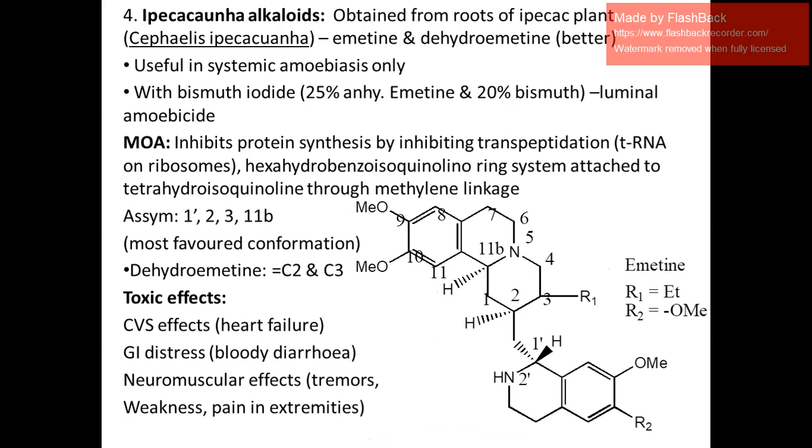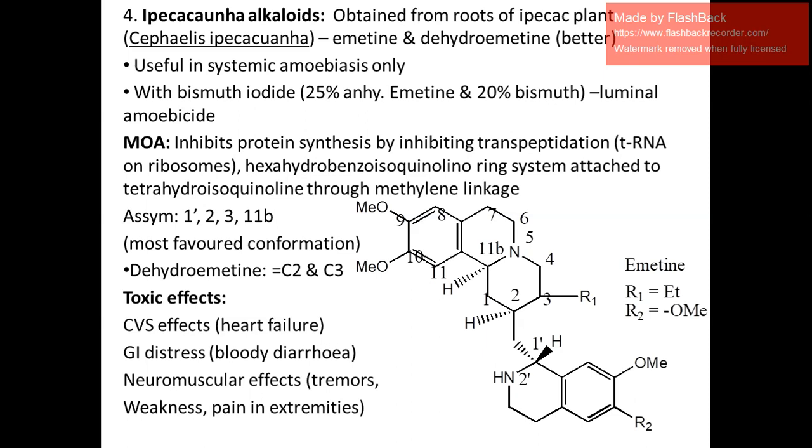Next category is the ipecac alkaloids. These are obtained from the ipecac plant, Cephaelis ipecacuanha, and they are emetine and dehydroemetine. These are the alkaloids obtained from the roots of this plant. And as compared to emetine, dehydroemetine is a better drug. Both these alkaloids have been successfully used in systemic amoebiasis only. Before this we saw the nitroimidazoles, which are effective against both luminal as well as systemic amoebiasis, but the ipecac alkaloids are useful only in systemic amoebiasis.